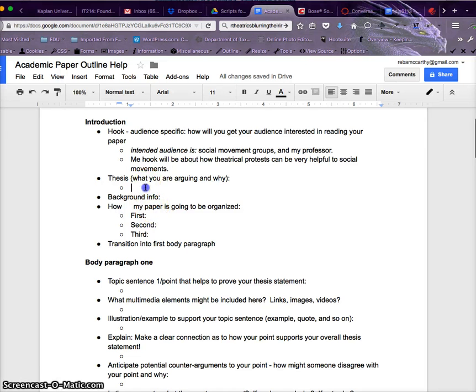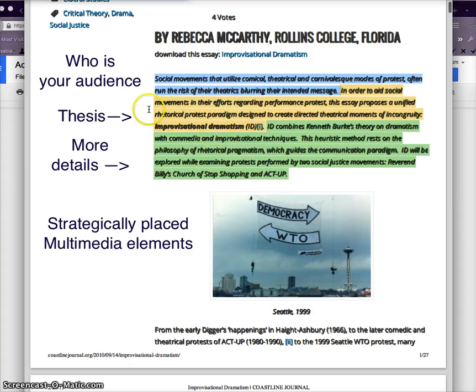The next thing is your thesis statement. A thesis statement is especially for short papers, okay, one sentence long, and you're saying what you are arguing and why. Now let me go over here. My thesis statement is the second thing here in this paper.